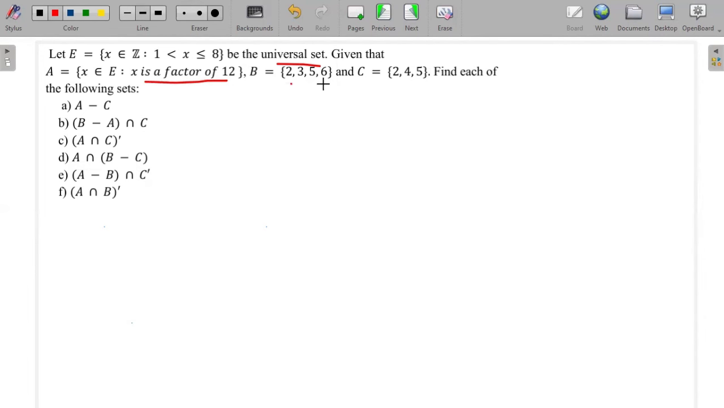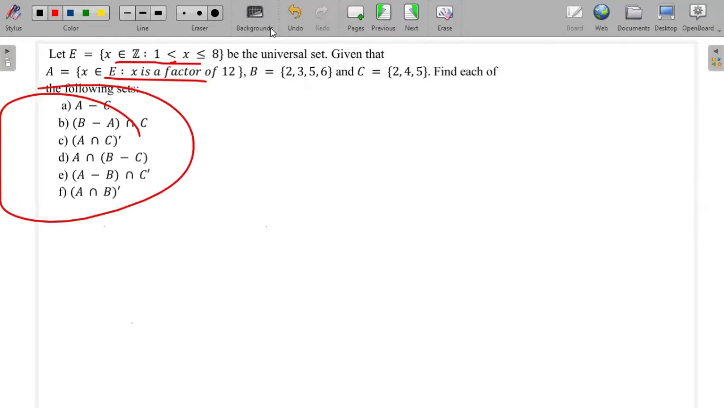And then B, they have listed it, C, they have listed it. Find the following sets that they have given there. So the first thing to answer this one, we are going to remove these from the set builder notation. We're going to represent them first of all in the roster form. And then once we have them in the roster form, all these here will just be running over it.